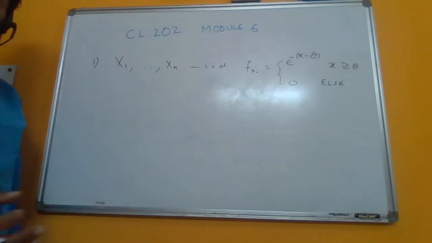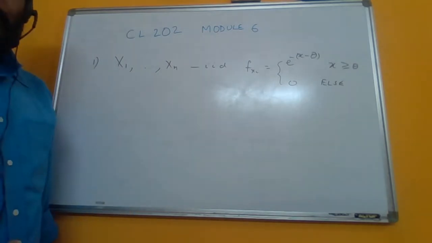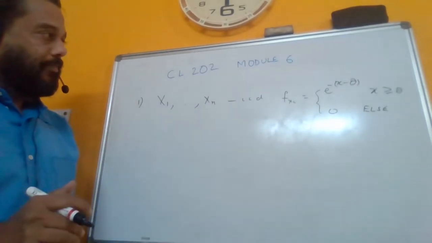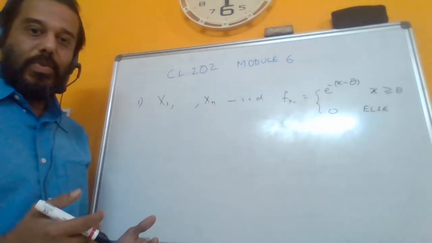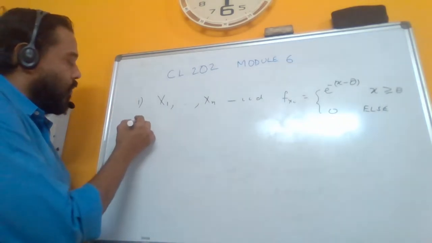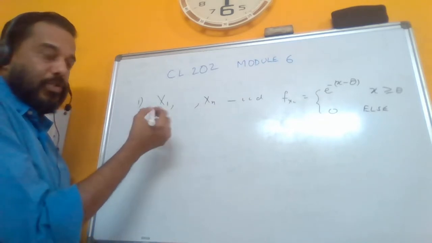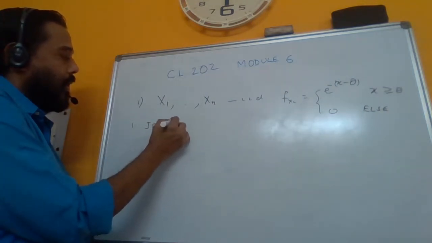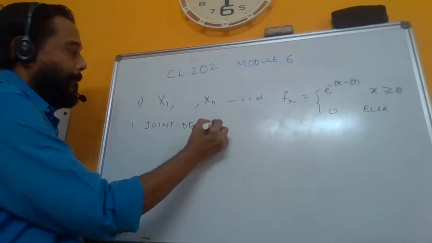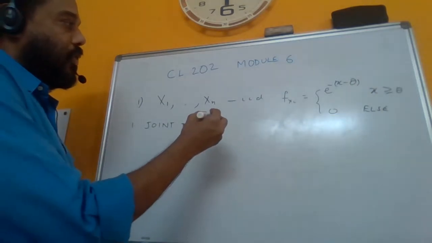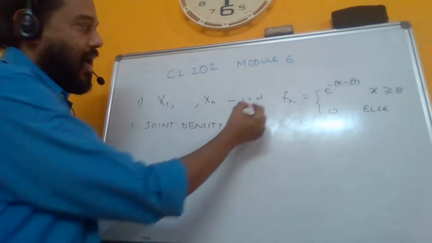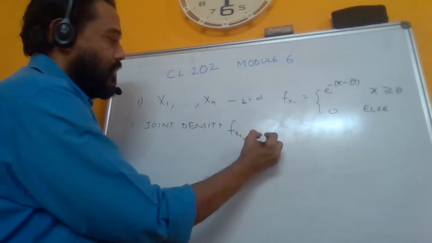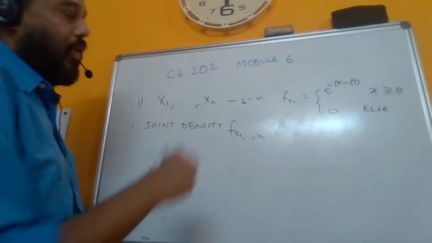So I've discussed this in the class. The maximum likelihood estimator of theta is extremely, you know, there are those three steps that I've always discussed with you. The first step was to write the joint density. So first step is the joint density. In this case, because these are independent and identically distributed, you can write f of x1 to xn as the product of all of these.